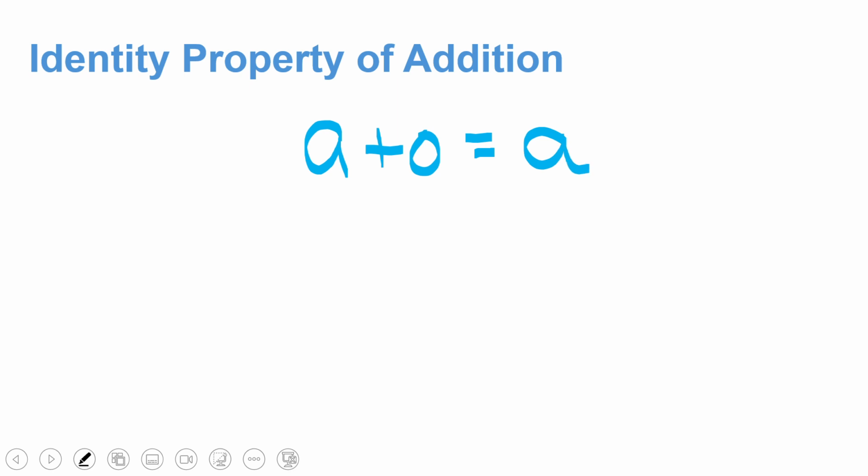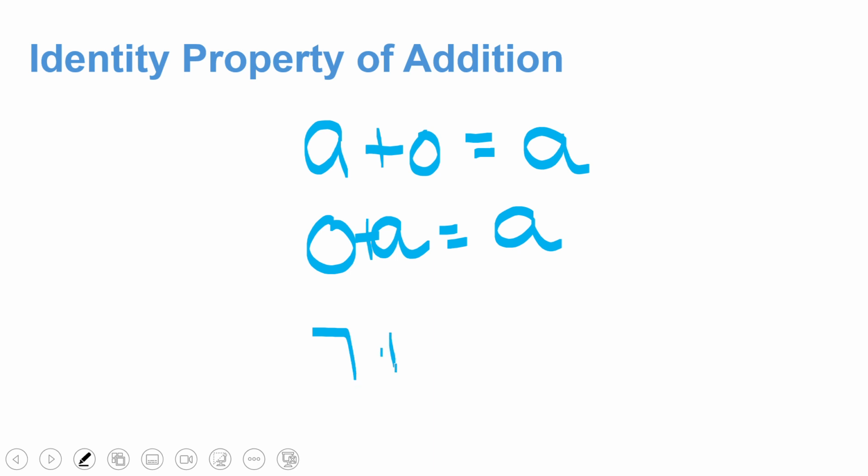We also have the identity property of addition. You've been using this rule in expressions for a long time. Any value plus 0 is itself. We could also say 0 plus a equals itself as well. So if we have 7 plus 0, we aren't adding anything to the 7, and our final answer is 7.